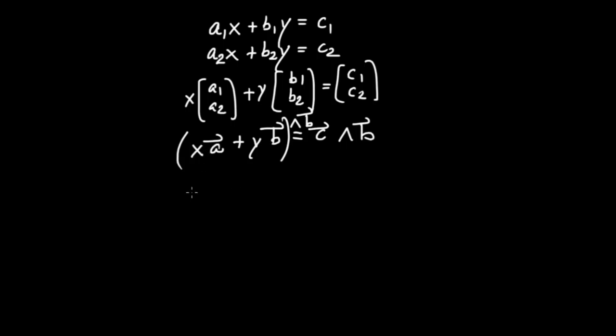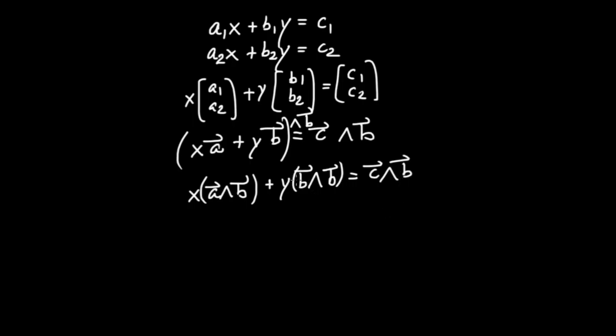So what do I get in this first term? I have x times the vector a wedged with the vector b. Then I have plus y times b wedge b is equal to c wedge b. And remember that a vector wedge with itself goes to zero, so that second term disappears, and that gets rid of that unknown y. So what that means is that the scalar x times a bivector a wedge b, this is the wedge product of the first two columns, has to give me c wedge b.